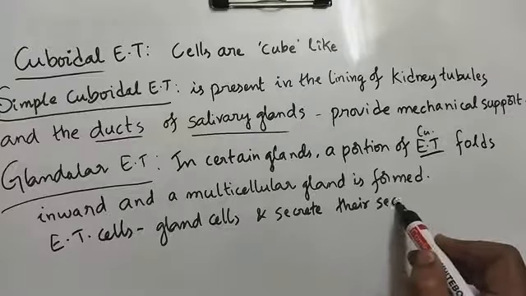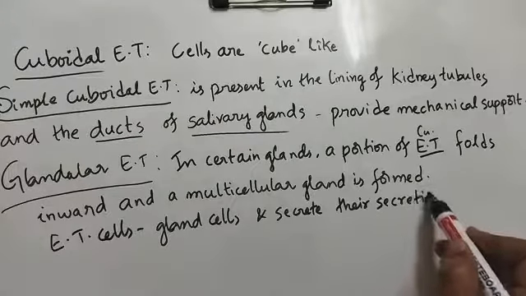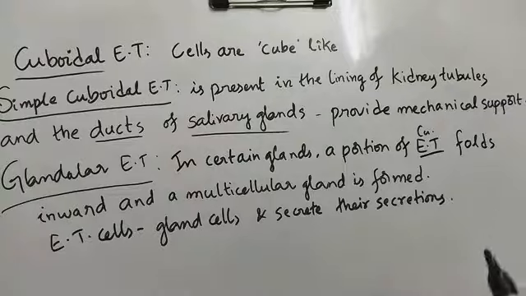So with this, the three types of epithelial tissue are completed. In the next class, we will discuss connective tissue.